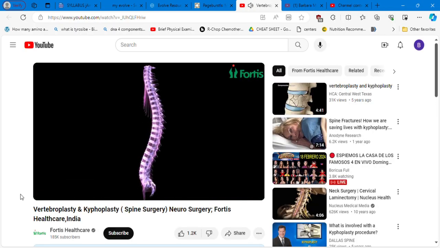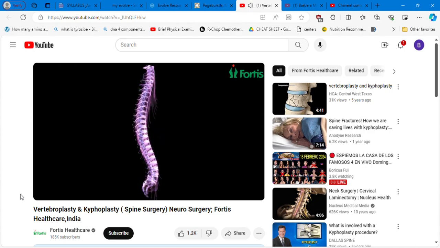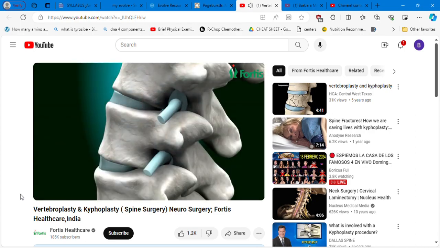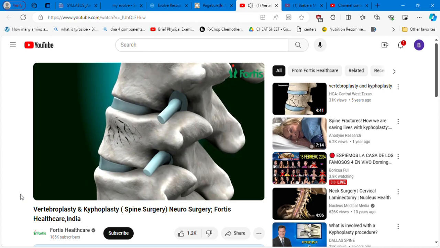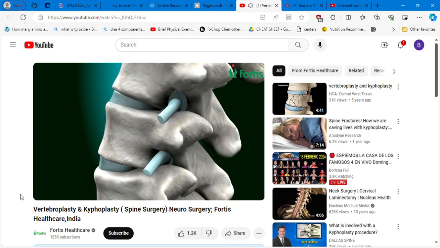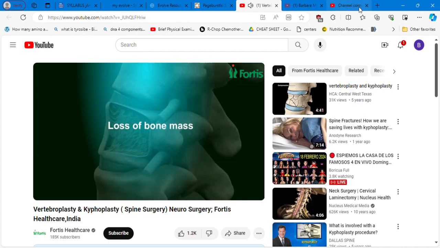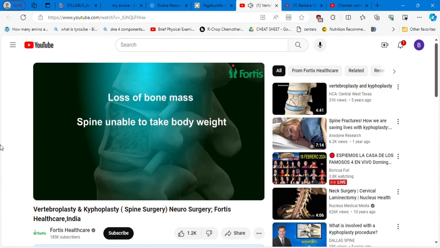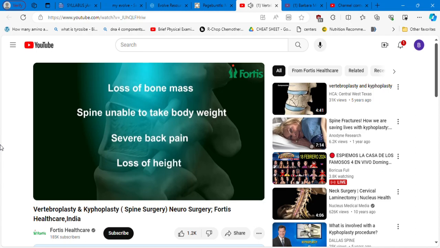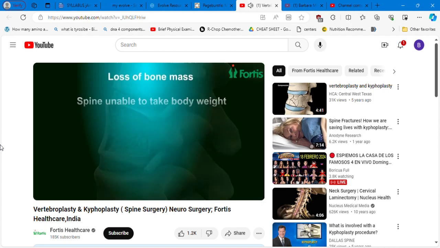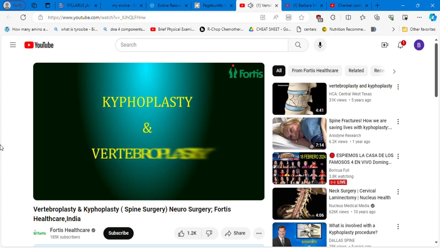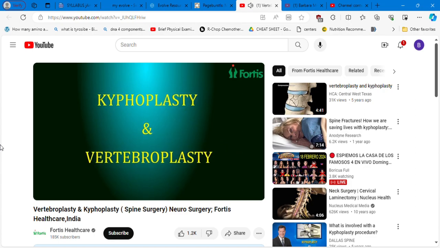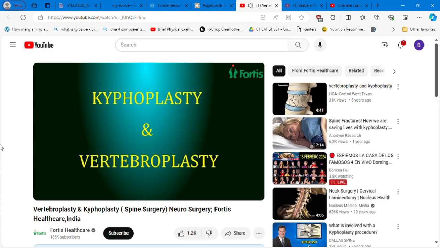Most people above the age of 60 to 65 years suffer from back pain. Osteoporosis frequently causes vertebral compression that further results in the vertebral body collapsing, resulting in a fracture. Patients suffering from this lose bone mass over time. As a result, the spine becomes weak and is no longer able to take the body weight. Hence, patients start developing severe back pain and a progressive loss of height is noticed. Kyphoplasty and vertebroplasty are the most effective, minimally invasive, pain-relieving treatments for elderly patients.